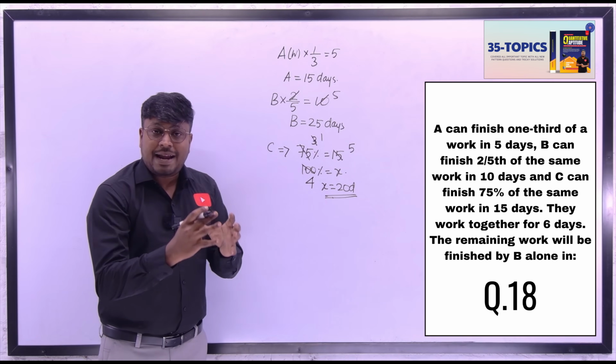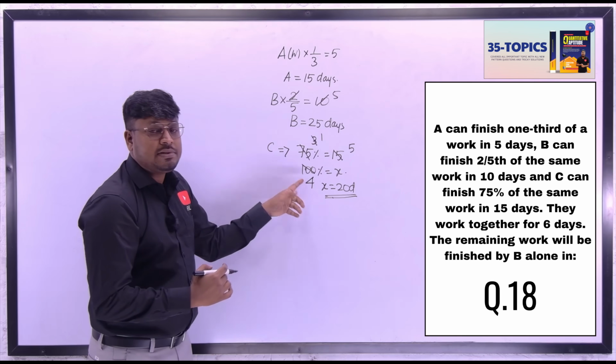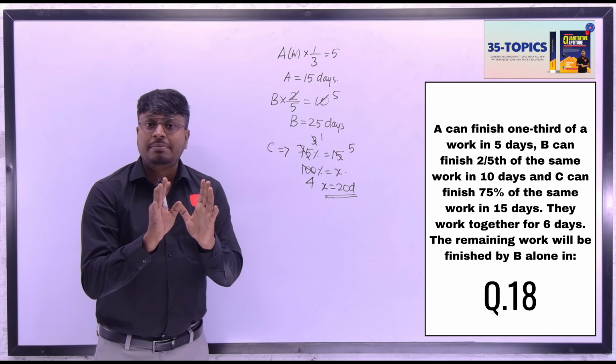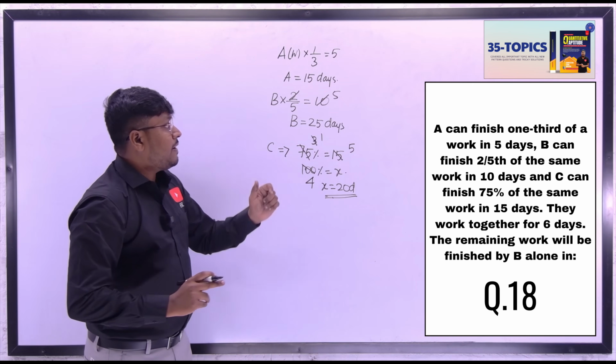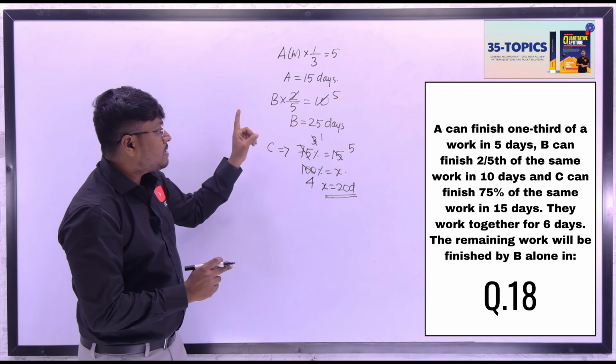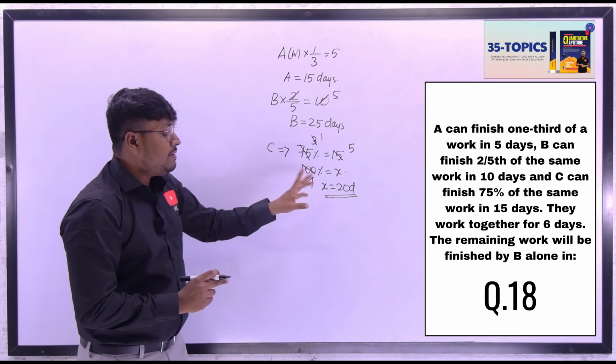Or for practicing, write like this. In your exams, go with mind calculation. That will be the time saving method, right? So finally we found A will be 15 days, B will be 25 days, and C will be 20 days.